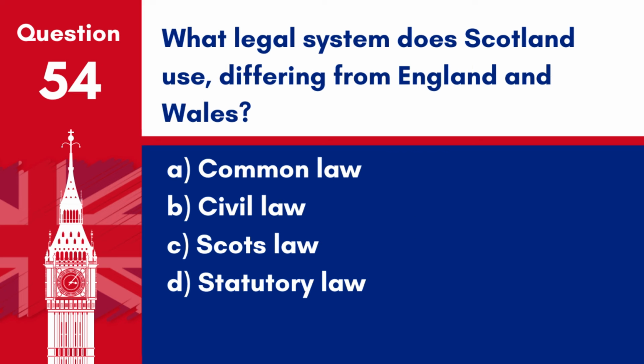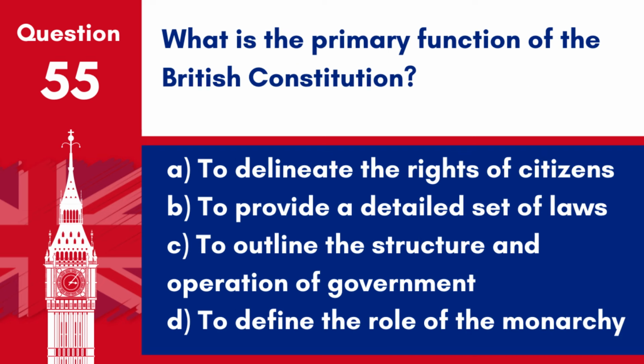Question 54. What legal system does Scotland use, differing from England and Wales? A. Common law. B. Civil law. C. Scots law. D. Statutory law. Answer. C. Scots law. Scotland uses a unique legal system called Scots law, which is a hybrid of common law and civil law traditions.